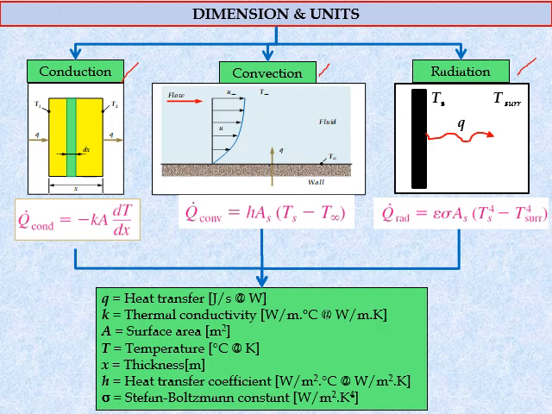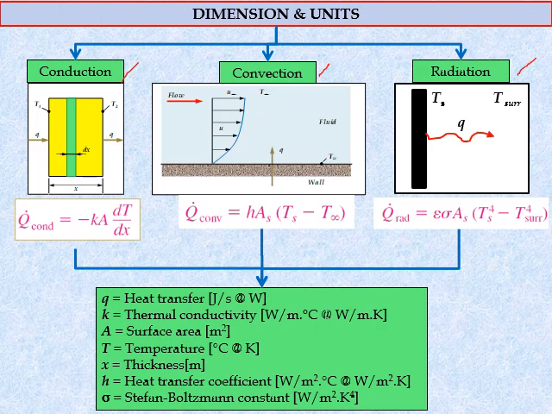For conduction, the equation is Q conduction equals minus k A dT over dx. This minus sign can be removed if we change the position of the temperature difference: the higher temperature minus the lower temperature. Q convection is equivalent to h A (Ts minus T infinity), where h is the convection coefficient, A is the surface area, Ts is the surface temperature of this wall, and T infinity is the temperature of the surrounding.